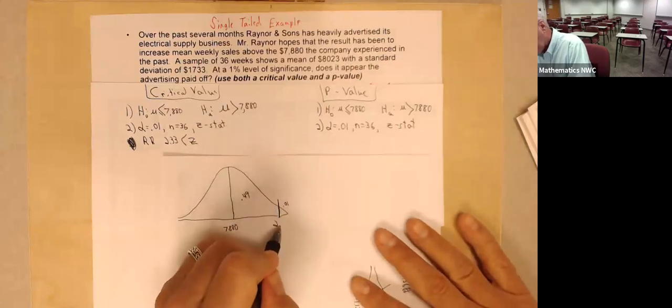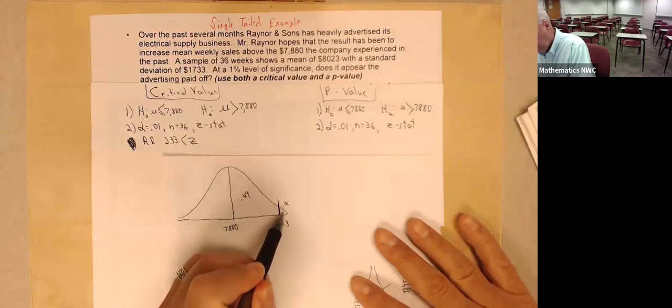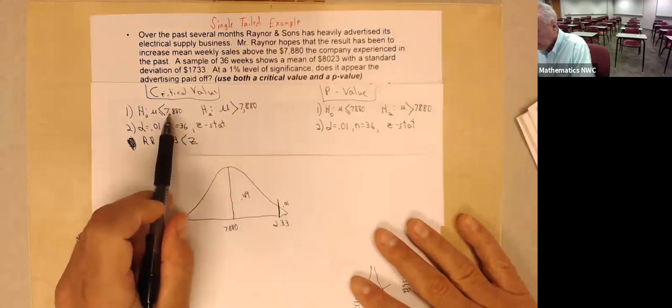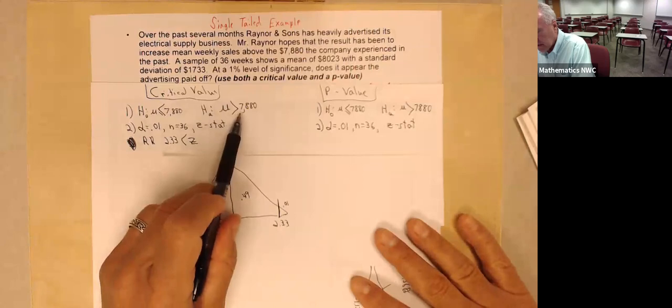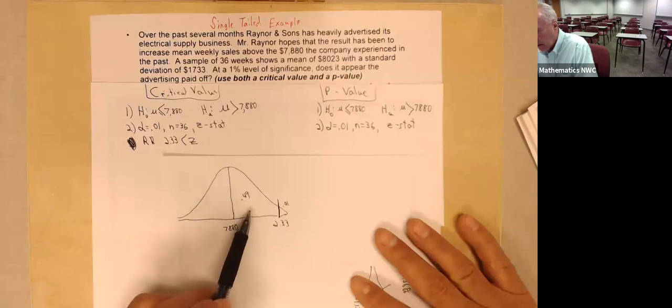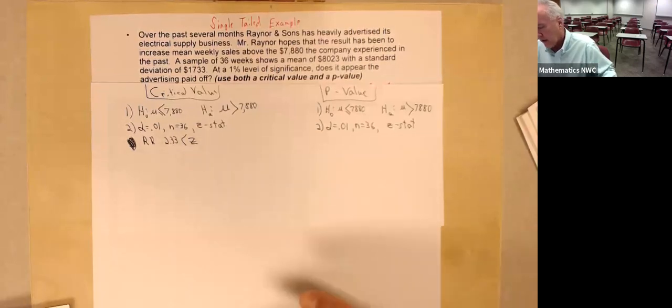That means this z-score is 2.33. If my sample indicates that it's gone over that line, I have enough evidence to reject the null and conclude that it's increased. The advertising has paid off. If my sample does not go that far, we say it's within reasonable variance. We don't have evidence to doubt 7880 is still true. Because it would be within reasonable variance, we would continue to assume 7880. We would have insufficient evidence.